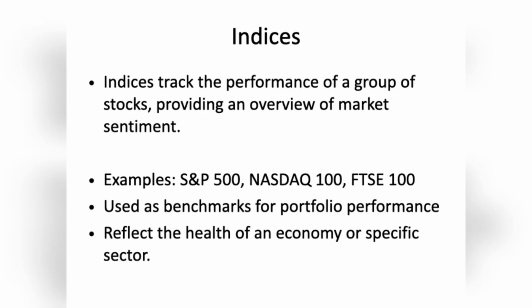Next, we have indices, which represent a basket of stocks designed to measure the performance of a particular market or sector. The S&P 500, for example, tracks the 500 largest U.S. companies, while the Nasdaq 100 focuses on tech-heavy stocks. Indices are a key way for investors to track how entire markets, not just individual companies, are performing.